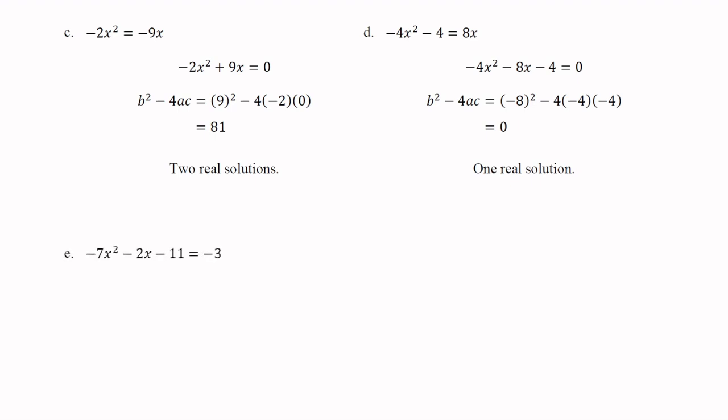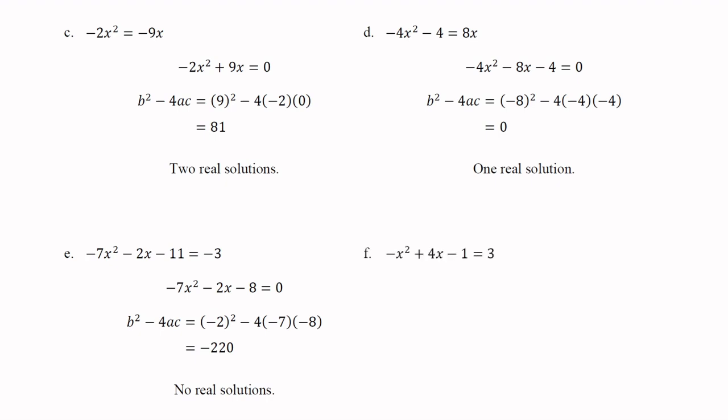For E, add 3 to each side to get us a standard form equation set equal to 0. Plug in your A, B, and C, solve it to get -220, which tells us no real solution since our discriminant is negative. And for this last one, we have -x² plus 4x minus 1 equals 3. Subtract 3 from each side, plug in your A, B, and C to get 0, which tells us that we have one real solution.